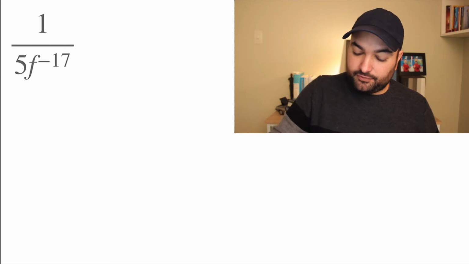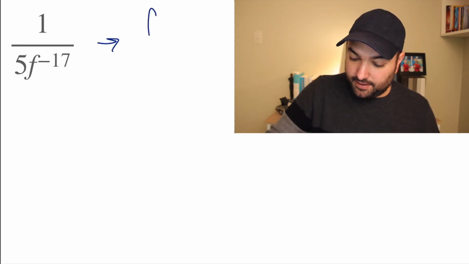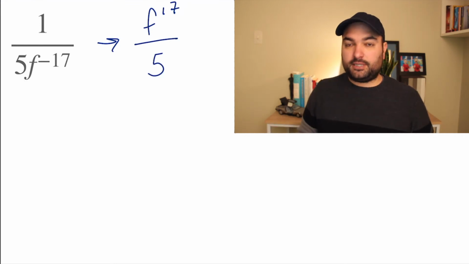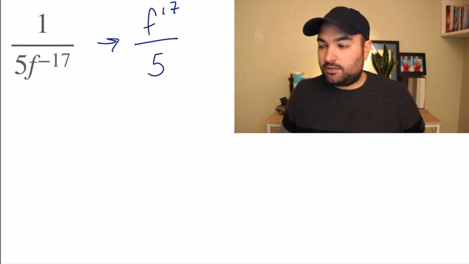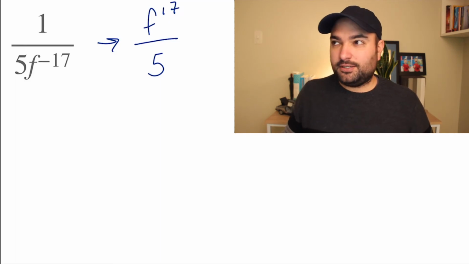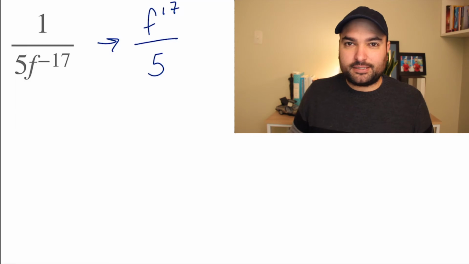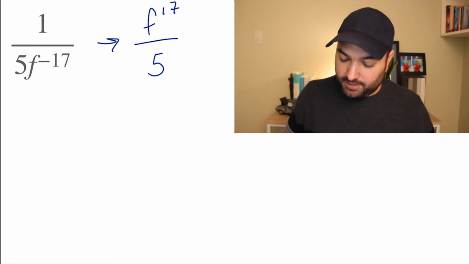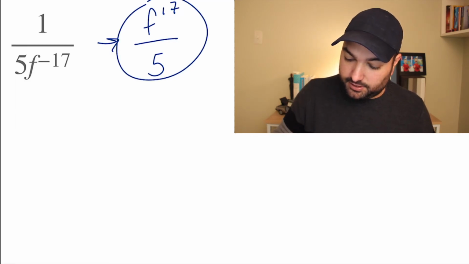For this one, we have f to the power of negative 17 in the bottom, so what we'll do is we'll just move that to the top and change the sign. So this becomes f to the power of 17 over 5, and we'll leave that 5 right in place. Where did the 1 go? Well, we had f to the power of 17 times 1, so we don't really write times 1, so we just have f to the power of 17, and that's our answer there.